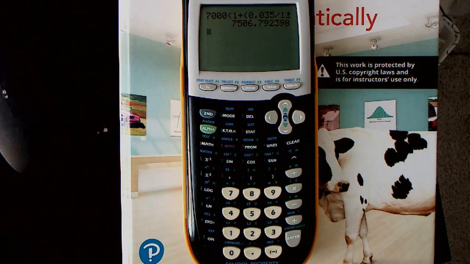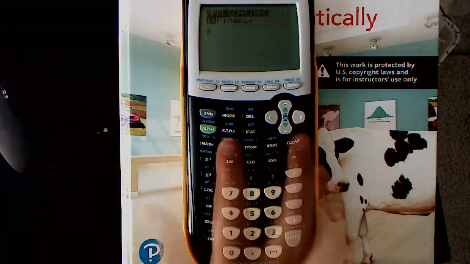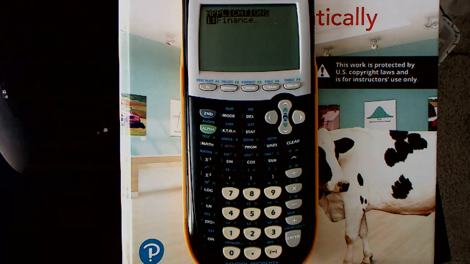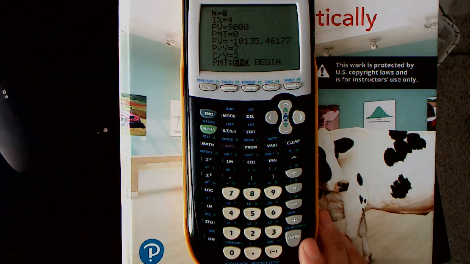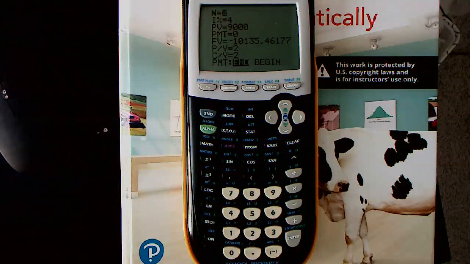So now let's use the second method, the app. Go to apps, finance, TVM solver. Okay, we see this menu again, right? The interest is compounded 12 times a year, monthly, 12 times a year for 2 years. So 12 times 2. You don't even have to calculate. The calculator will do that for you. And the interest rate, what is the interest rate? 3.5, right?